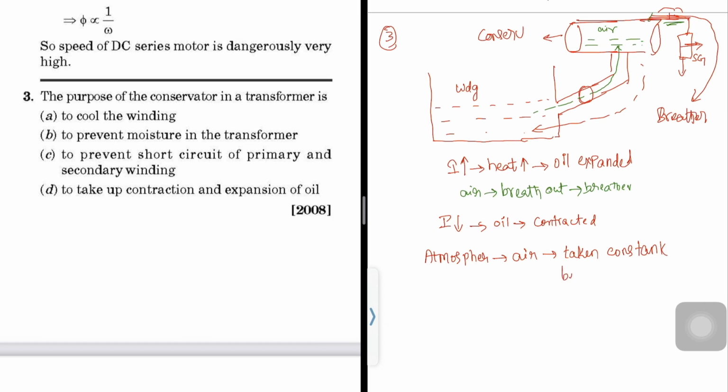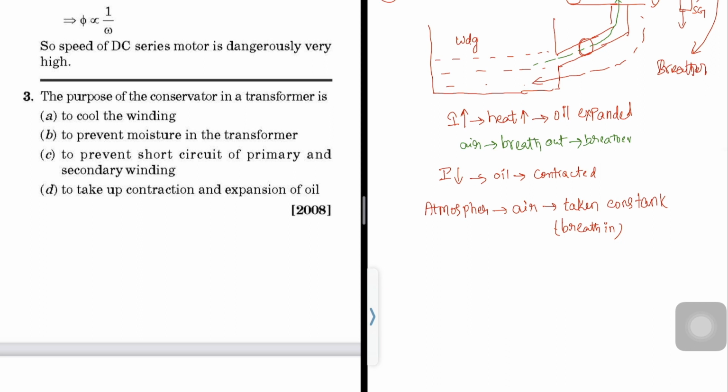This is called the breather, right? The name itself suggests breathe in and breathe out, so the air will be taken into the conservator tank. Now the problem is that with atmospheric air, moisture is also there, right? If the moisture also comes into contact with the oil, then the dielectric strength will reduce.